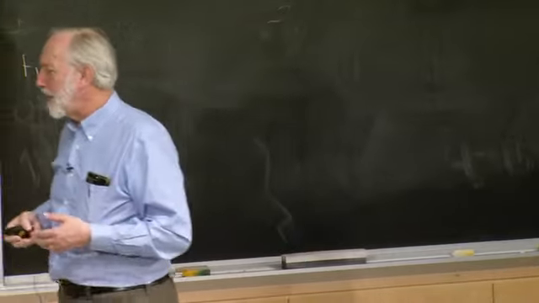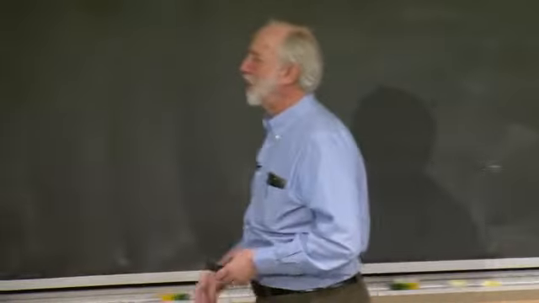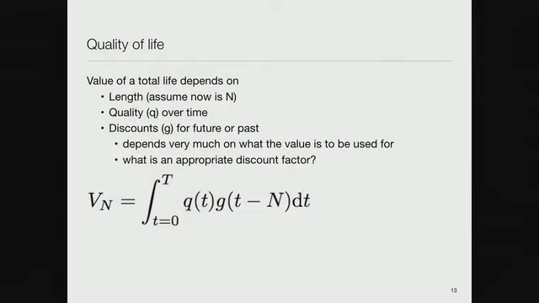And so we came up with this model that says the value of your life is essentially an integral from time zero to however long you're going to live of a function Q that measures how good your quality of life is at that particular point in time, and then some discount factor, right? So what's the role of the discount factor?